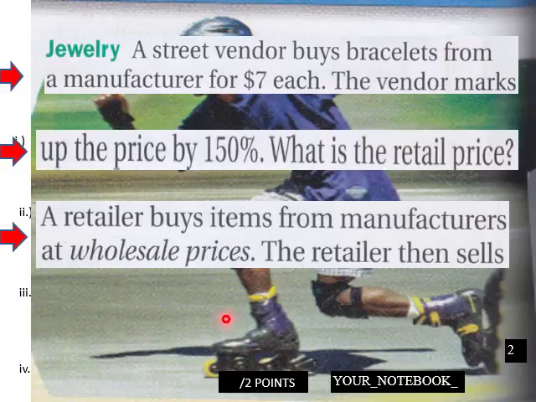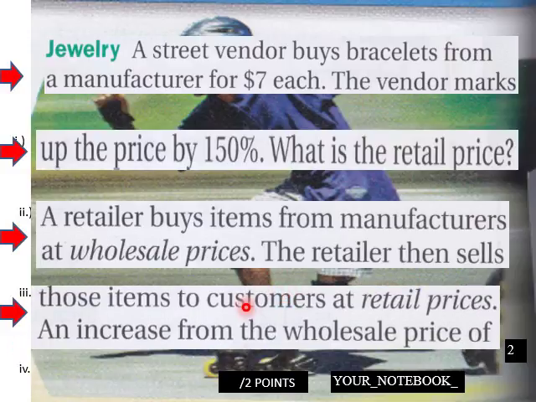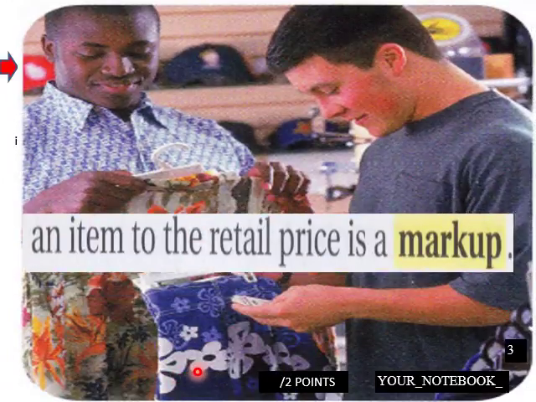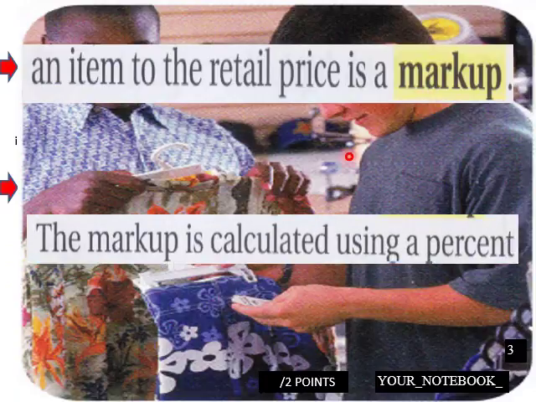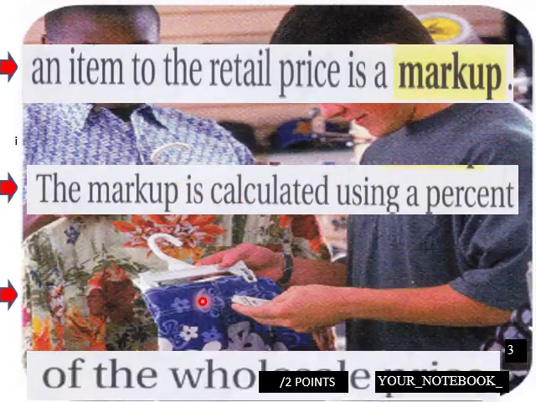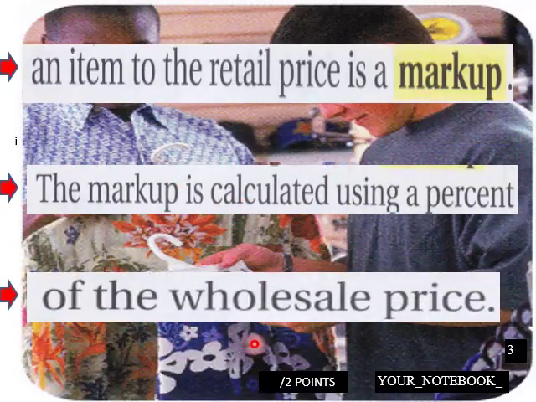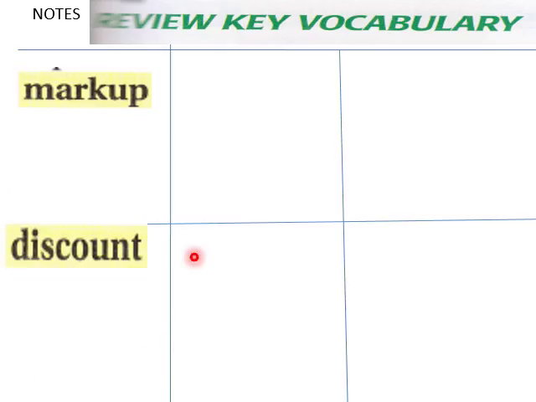A retailer buys items, in case you were wondering, from manufacturers at wholesale prices. The retailer then sells those items to customers at retail prices. The increase from the wholesale to the retail price is called a markup. The markup is calculated using a percent of the wholesale price. Again, this is your notebook, page 3 on 7.6, part 1.